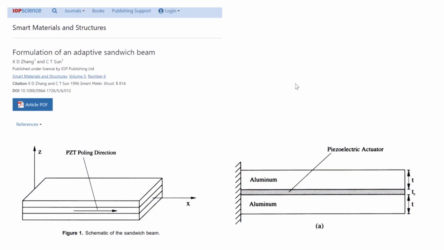In this video we're going to reproduce the paper on adaptive sandwich beam bending, which was published in '96, and it includes an analytic formulation of the bending of a sandwich beam consisting of two aluminium layers which are surrounding a piezoelectric actuator, and there's going to be a voltage difference applied on the actuator, which results in a transverse displacement of the tip of the beam.